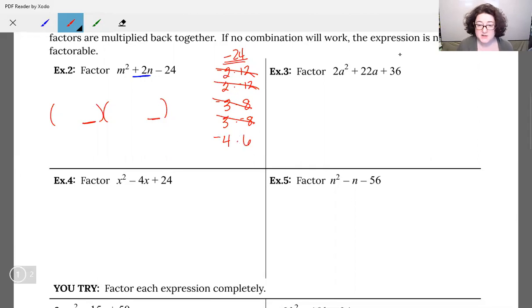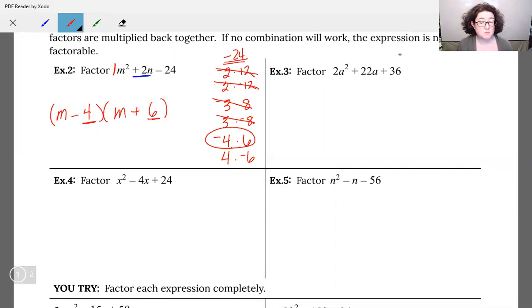Again, either negative 4 times positive 6 or 4 times negative 6. Which one of those could I add to make a 2 for that middle term? Well, if I have a positive 6 and a negative 4, that's going to work. So once I have those picked out, as long as my leading coefficient is 1, which we've got on all our problems for today, then all I need to do is fill it in. So this is going to factor out to m, then I'm going to use my minus 4, and m, I'm going to use my positive 6.